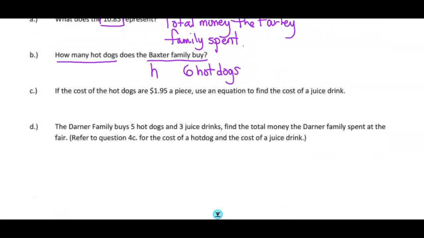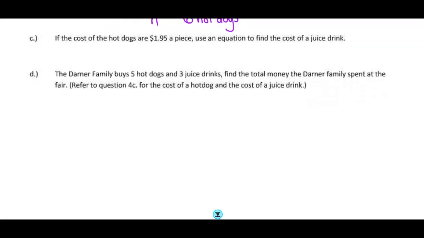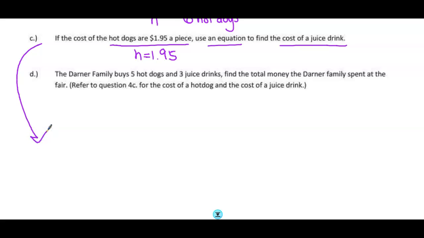The next question says, if the cost of the hot dogs is $1.95 apiece, that means now H is $1.95. Use an equation, you have 2 of them, you get to pick which one, to find the cost of juice. So I'm going to come down here because I have some more room, and I'm going to use the Baxter family. So the Baxter family bought 6 hot dogs at $1.95 plus 4 juices, and they spent $16.70. So we just have to solve for J.